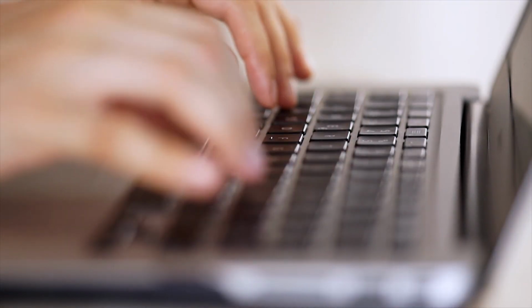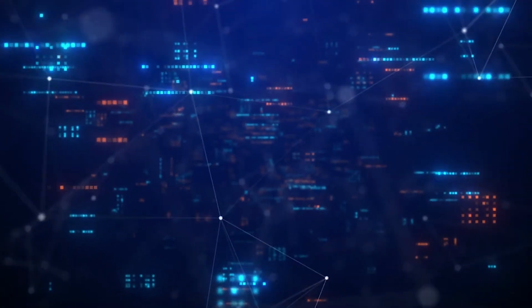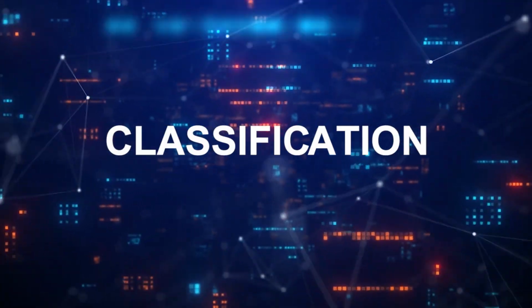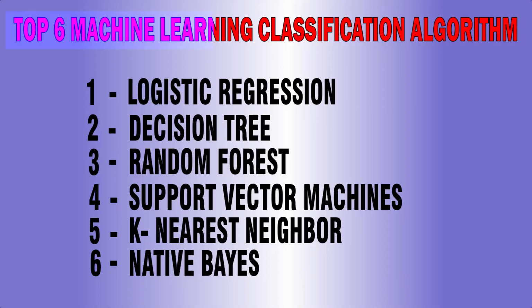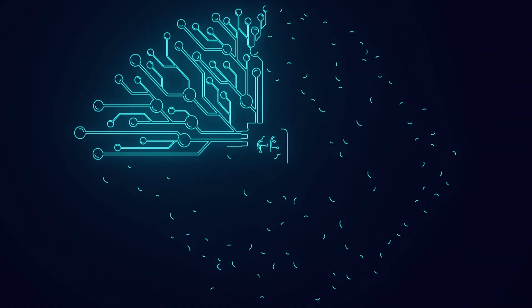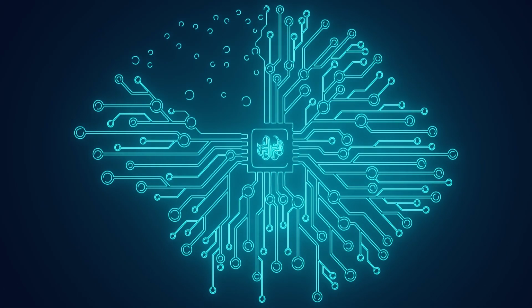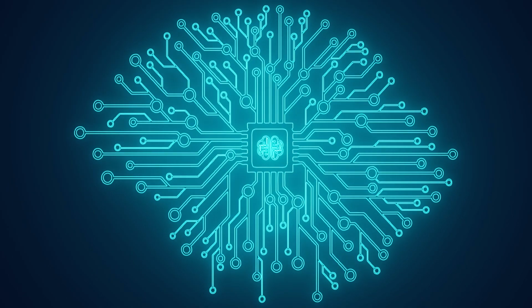Today, we're diving deep into the world of data science, focusing on a key topic: classification. I've got an exciting lineup for you as we discuss the top 6 machine learning algorithms tailored for classification problems. We're talking logistic regression, decision tree, random forest, support vector machine, k-nearest neighbor, and naive Bayes. I'll break down the theory behind each and show you how to implement them using Python.